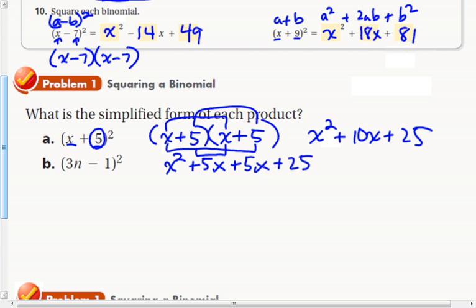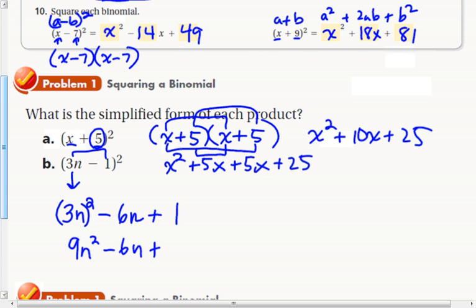So let's try that here. I'm going to do 3n squared for the first term, and then for the middle term, I'm going to do minus, and I'm going to do 3n times 1, which is 3n, and then double that, so 6n. And then my last term, I'm going to take 1 times 1, which is just 1. And then I'm going to rewrite this as 9n squared minus 6n plus 1. All right, you try that.